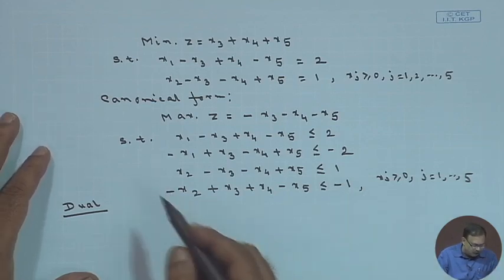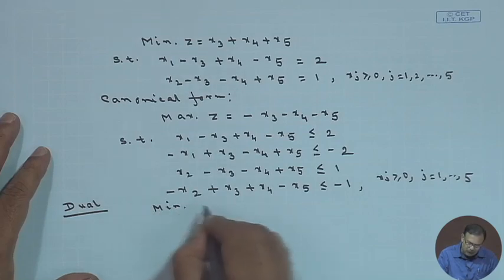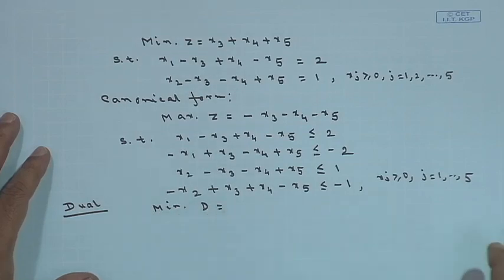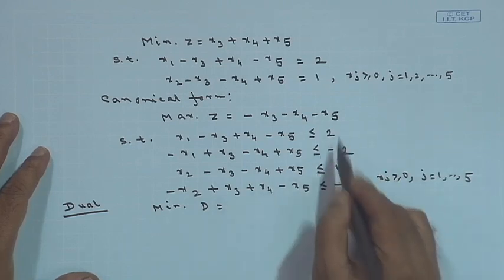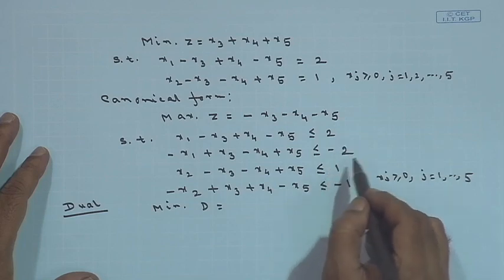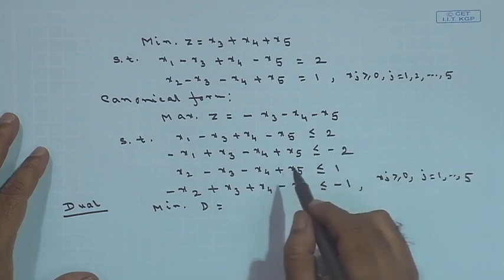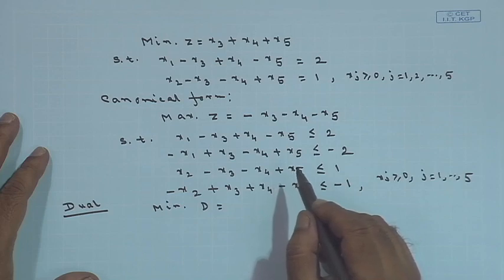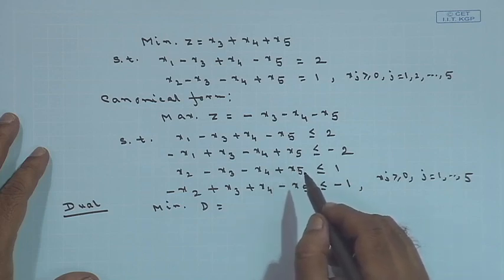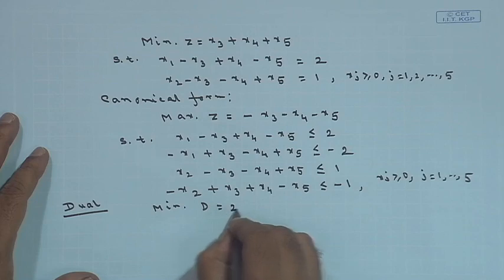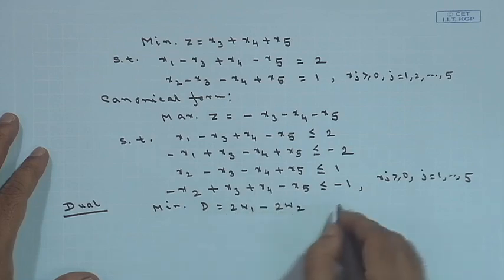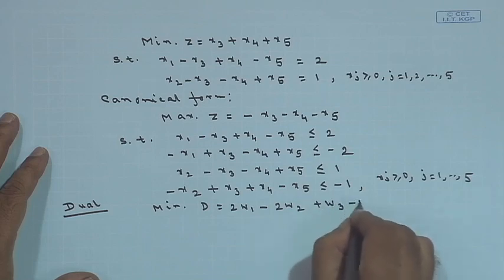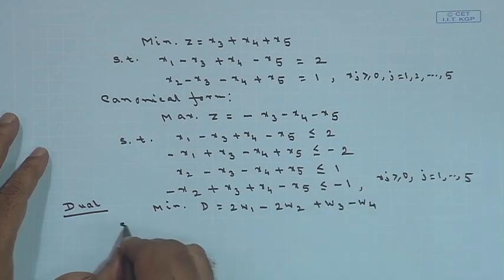So, I can write, say, minimize d equals, what will I do? This b values I have to take, because the b values will go to the objective function as coefficients of the dual variables. So, it will be 2w1 minus 2w2 plus w3 minus w4, subject to what will happen?